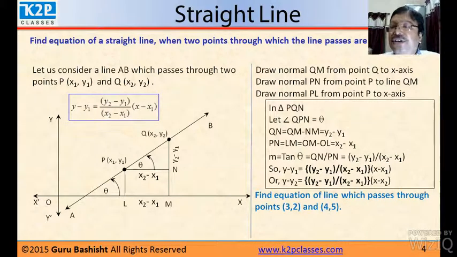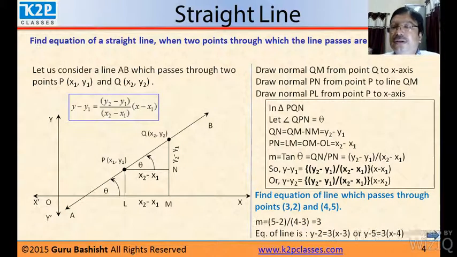Find the equation of the line which passes through the points 3, 2 and 4, 5. So first of all we have to find m. M is y2 minus y1 by x2 minus x1, that is 3. The equation of the line is y minus y2 equals m into x minus x1, or y minus y2 equals m into x minus x2. If you solve, both equations will be the same.